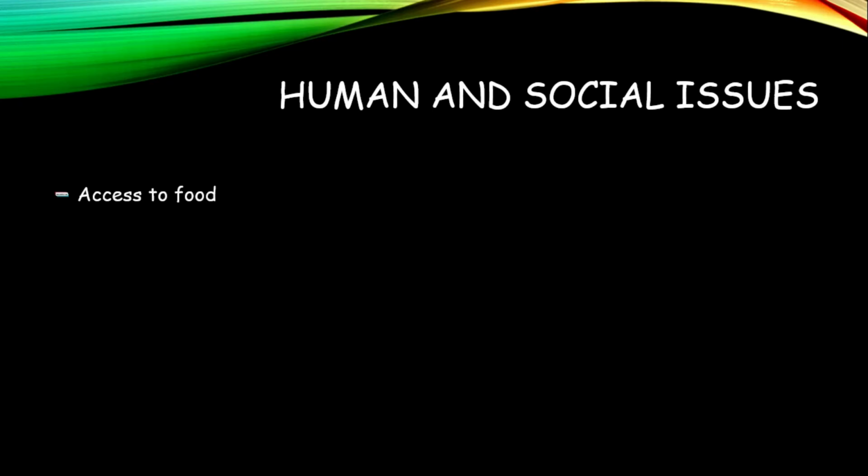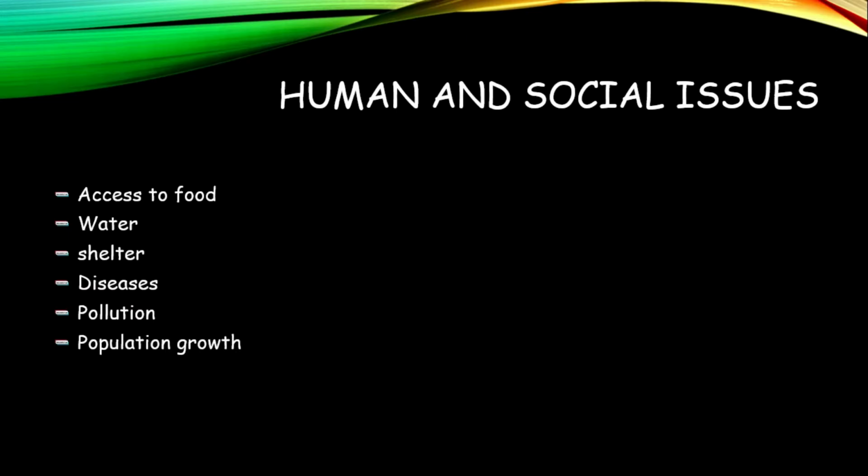Now, there are many social issues around human and its environment. These are some of the things that we're going to be looking at throughout this lesson. We're going to be looking at humans' access to food, water, shelter, disease, pollution, population growth. We're also going to be looking at competition. And one might wonder, what's competition?